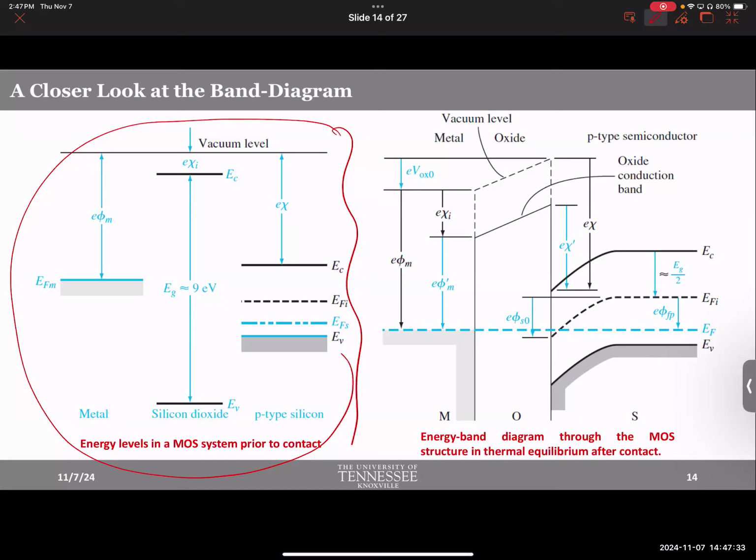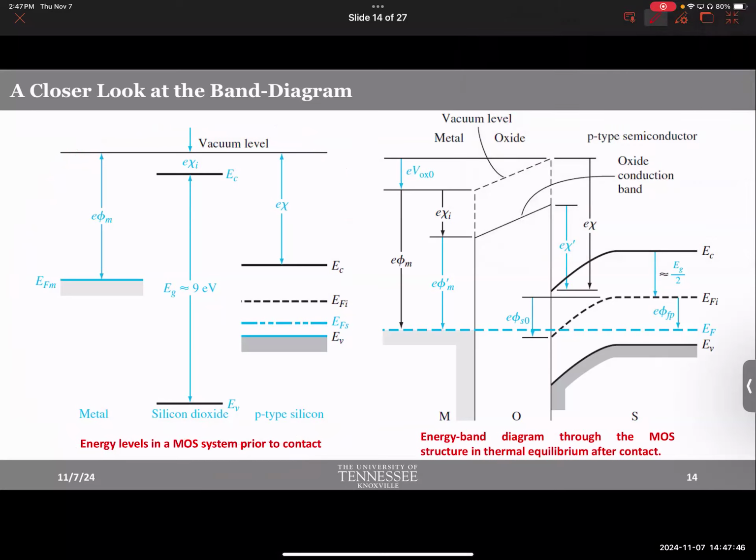Honestly, you could have used this pre-contact band diagram rather than the post-contact band diagram where everything will be bent, right? When the bands will bend. So that's why I'm getting ahead of myself, showing you that you could derive it using this band diagram. Do you need to derive it? No, it's okay. You don't need to.